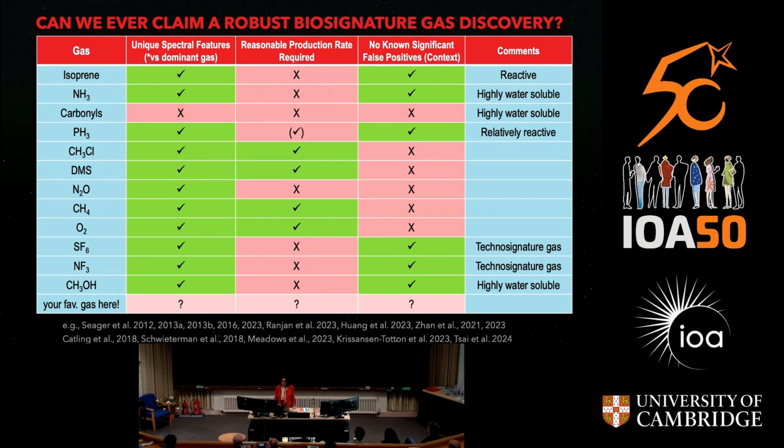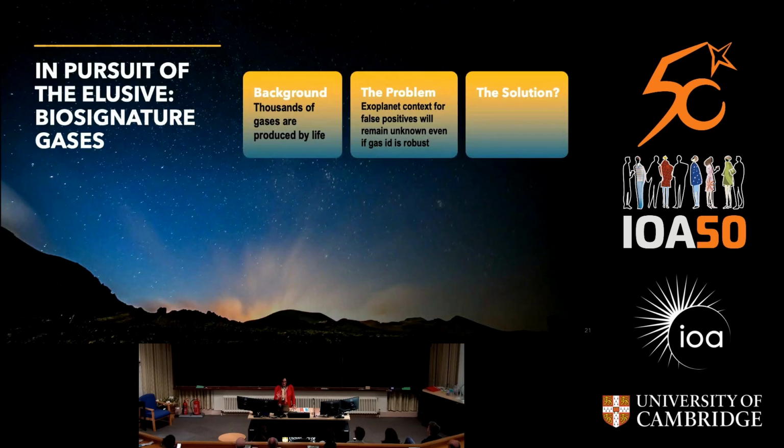But let's just summarize the problem we have right now. Thousands of gases are produced by life on Earth. The problem is that the context for false positives will remain unknown, even if we can all robustly agree that we have identified a specific gas.